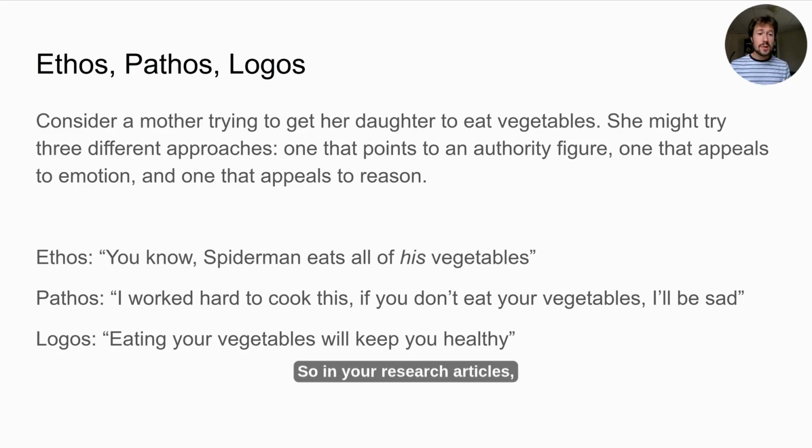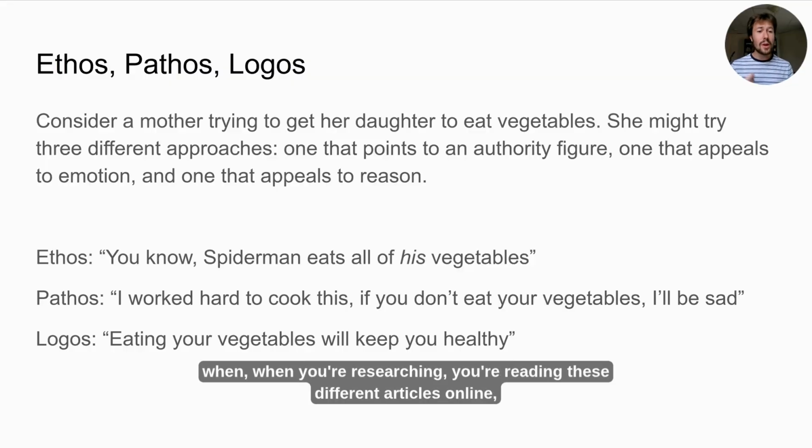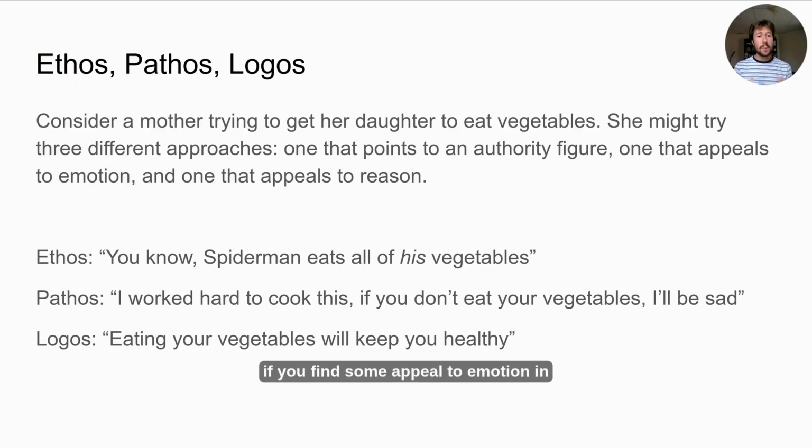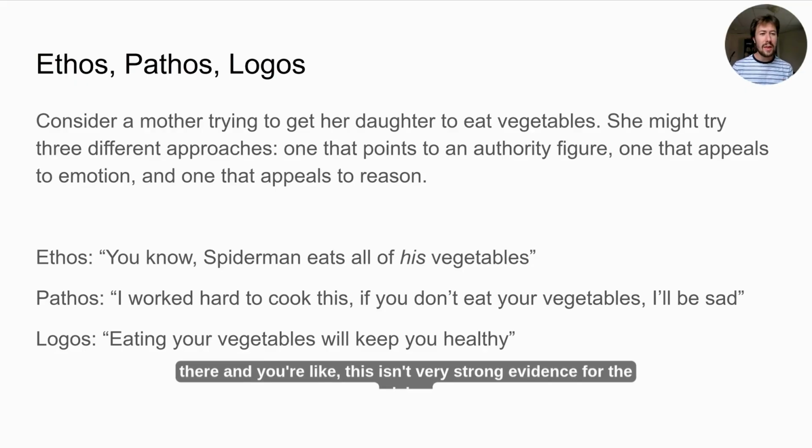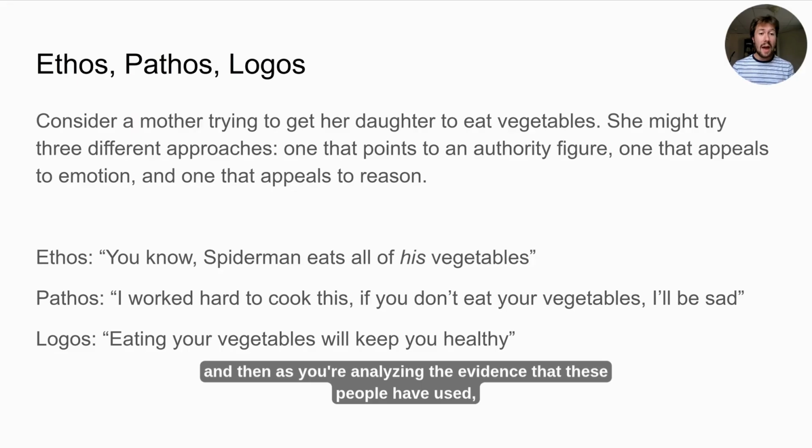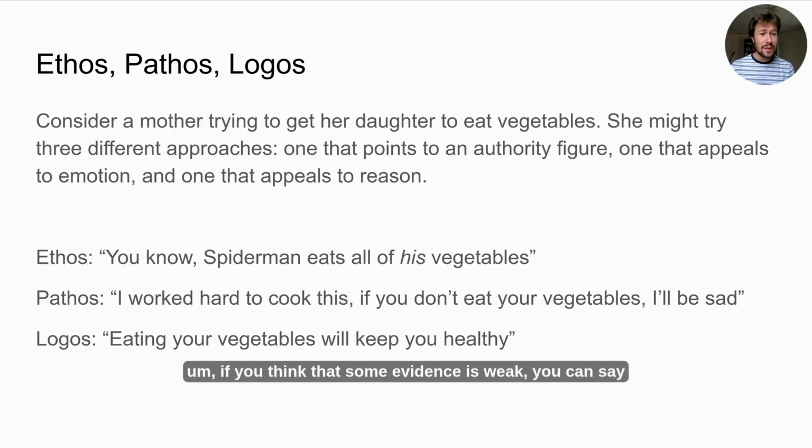So in your research articles, when you're reading these different articles online, if you find some appeal to emotion in there and you're like, this isn't very strong evidence for the claim they're making, say that in your research paper. It's totally fine to bring up an argument. And then as you're analyzing the evidence that these people have used, if you think that some evidence is weak, you can say that in your paper.